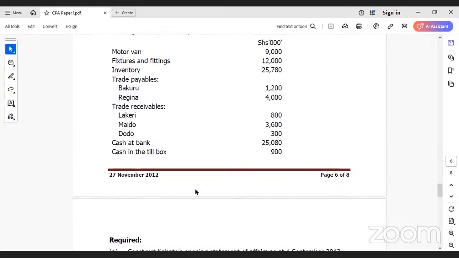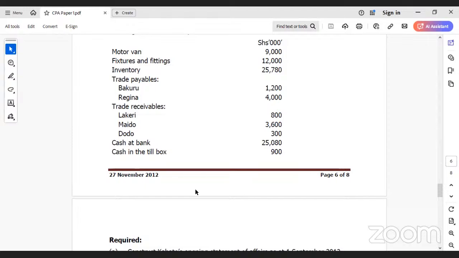So we also need to come up with a capital account. I don't think we have this already. Do we have the capital account already? No. We don't have the capital account. So meaning that we still need to come up with a capital account.